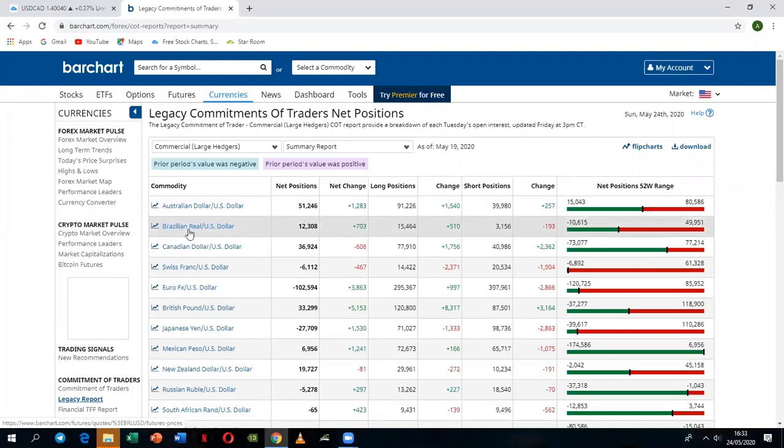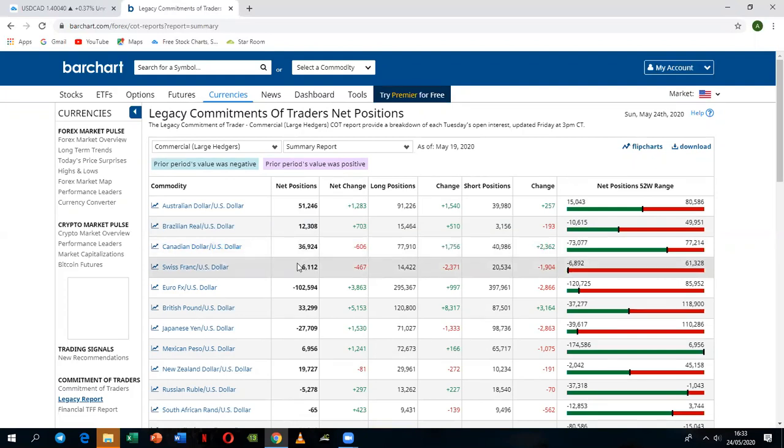We have the Brazilian whatever, never traded that though. We have the Canadian dollar trading against the US dollar. The recent week ended with the CAD being stronger than the US dollar overall. So this is an indication that the bias against the US dollar is still in favor of the CAD.